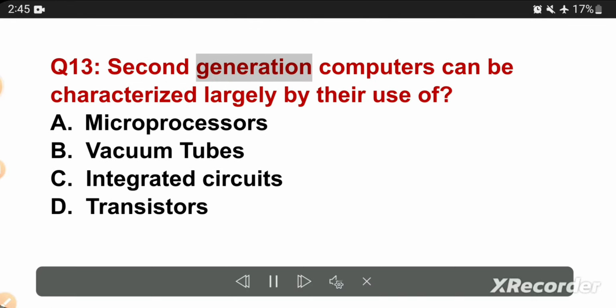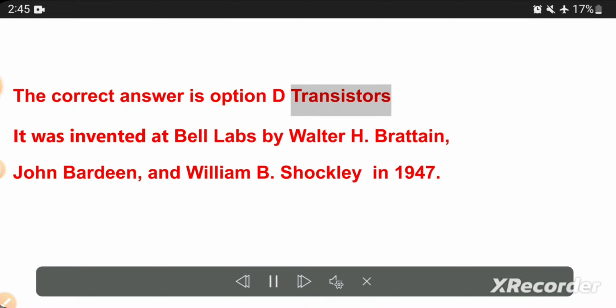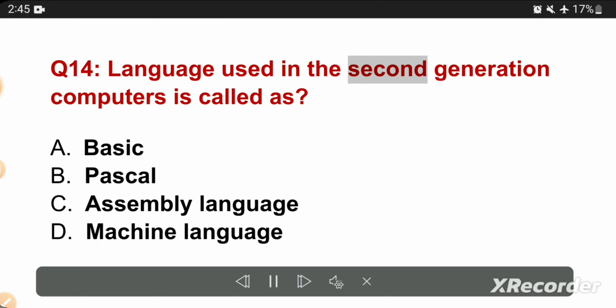Q13. Second generation computers can be characterized largely by their use of microprocessors, vacuum tubes, integrated circuits, transistors. The correct answer is option D, transistors. It was invented at Bell Labs by Walter H. Brattain, John Bardeen, and William B. Shockley in 1947.